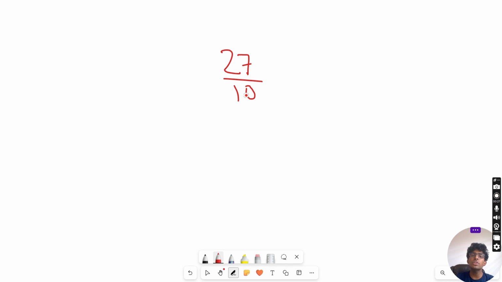So how would I do this pretty quickly? I want to find out the whole number first. So what's 27 divided by 10? If we were to do that, what would be the whole number attached to it? Well, 20 divided by 10, that's 2, right? 30 divided by 10, that'd be 3. That's a little too big. So 2, that would be our whole number.